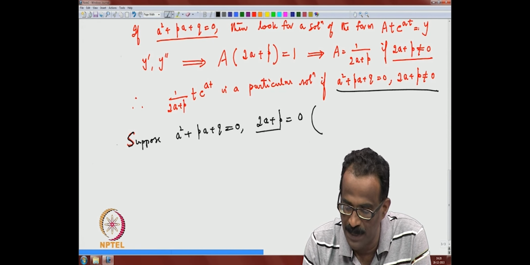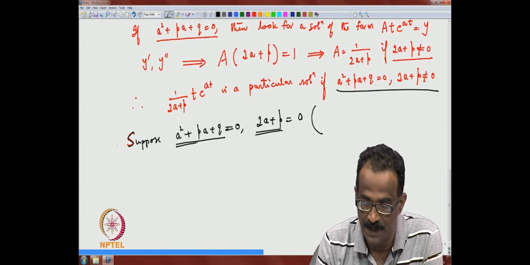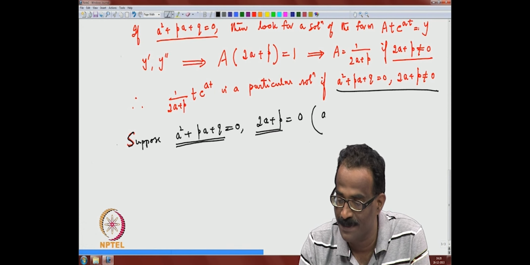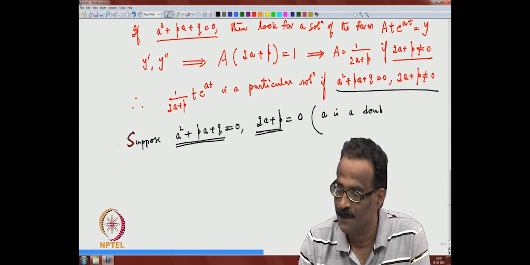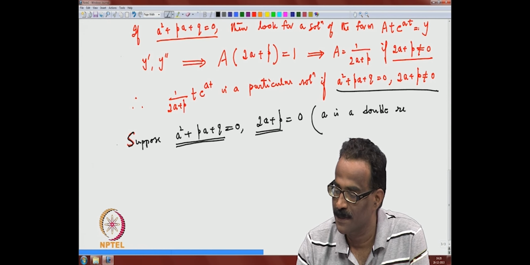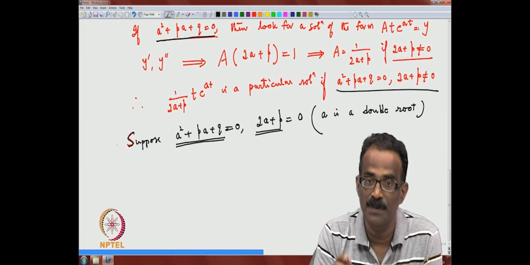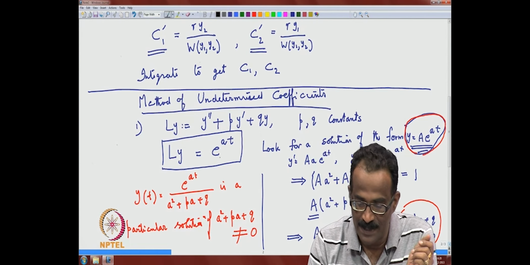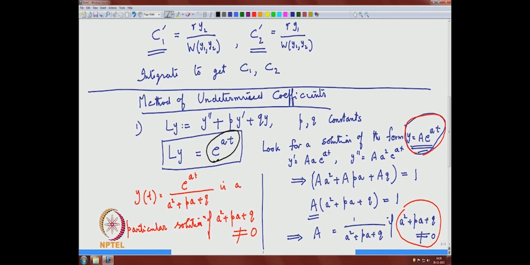This is the more interesting case. You see, 2a plus p is nothing but the derivative of this with respect to a. That means a is a double root. That is the situation. So, here when a is a root, that means the input function, in the engineering terminology, such right hand sides are always called an input function or a forcing function.